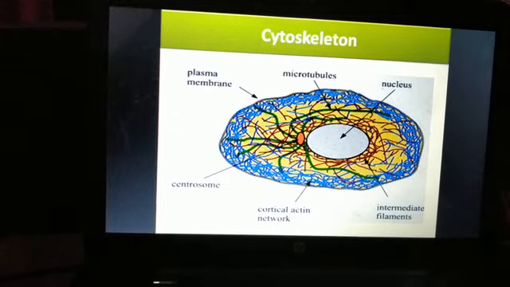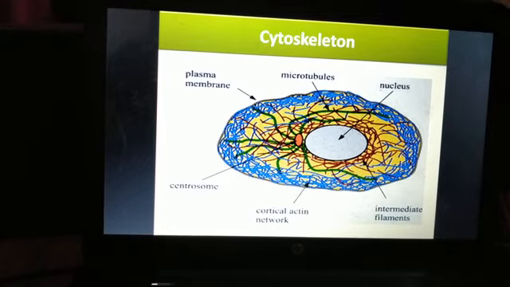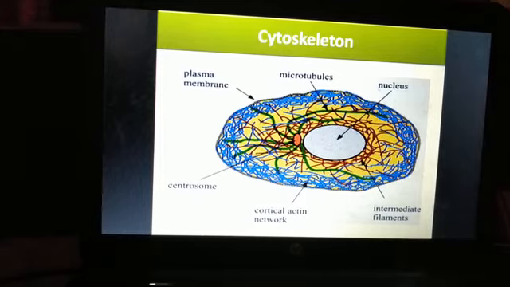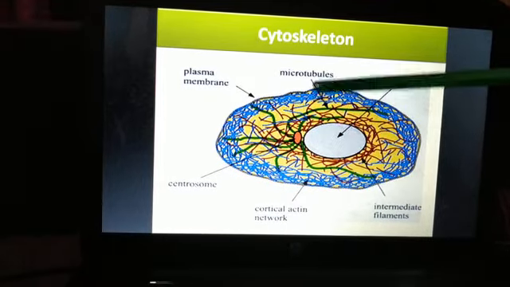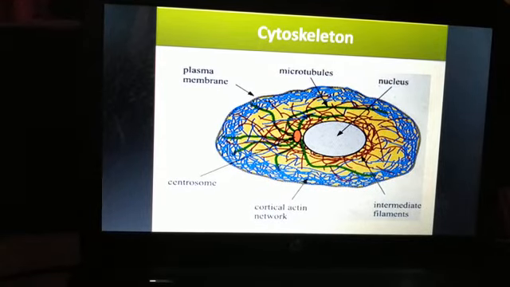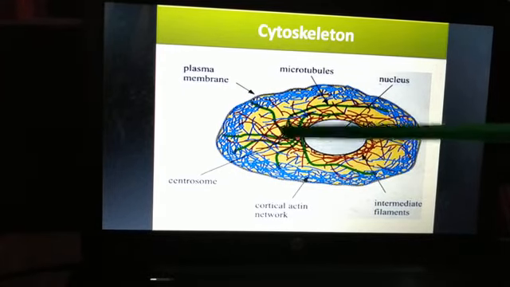Now the next part is cytoskeleton. So cytoskeleton, they help in maintaining the shape of the cell. These are a network of fibrous proteins. So these are a network of fibrous protein structures that are present in all eukaryotic cells. So here you can see this network.